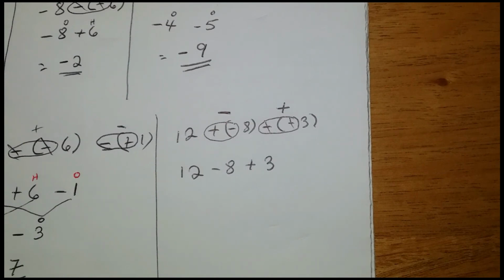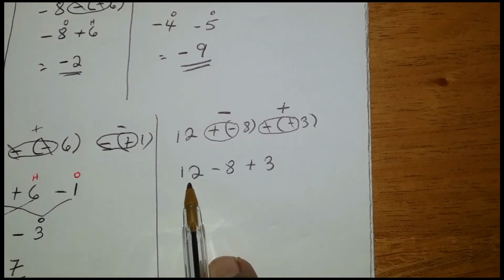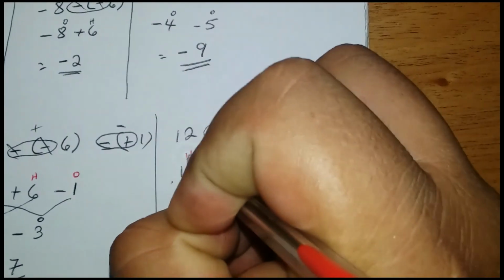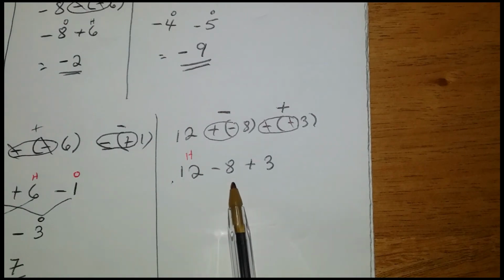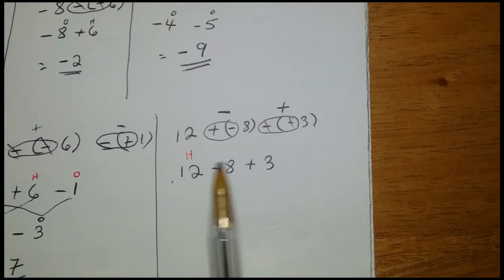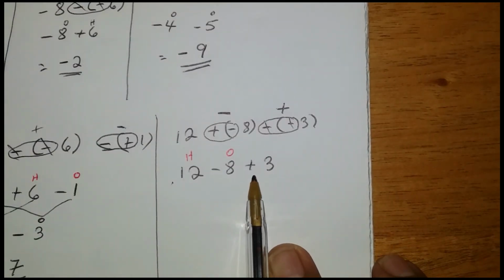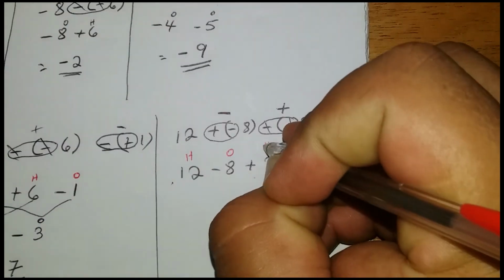12 minus 8 plus 3, what do we do next? The next thing is I either work it out by twos, or I take a look at how much I have and how much I owe. So I need to take a look at the first number, the 12. The 12 is positive, so that means I have that amount. The 8 is negative, so that means I owe that amount. The 3 is positive. Since it is positive, I have that amount.